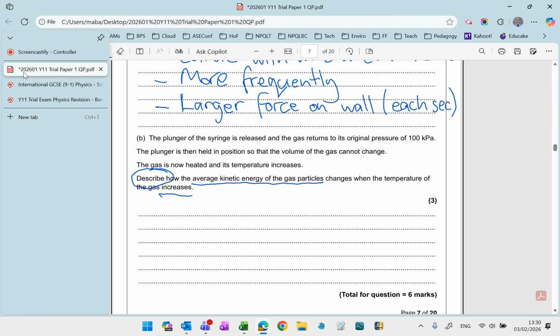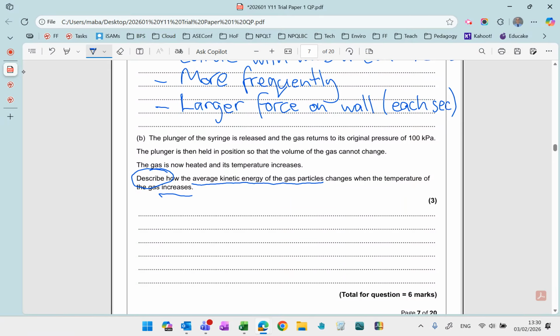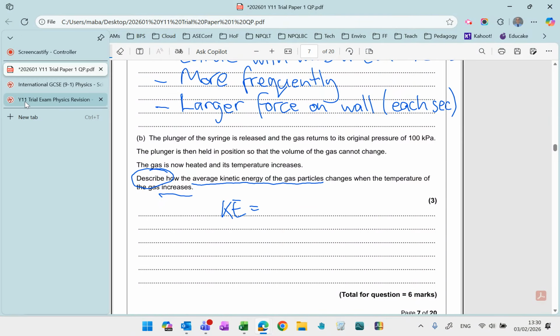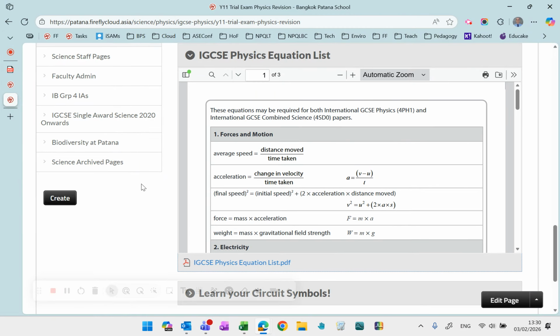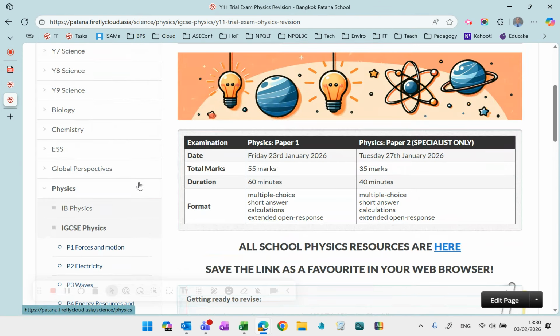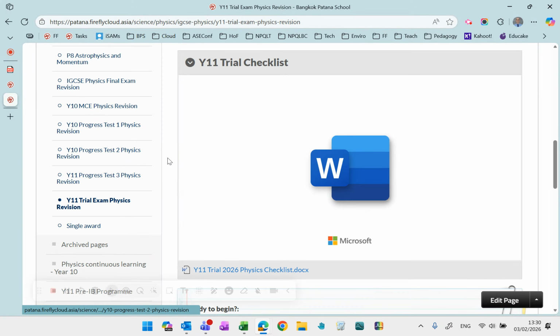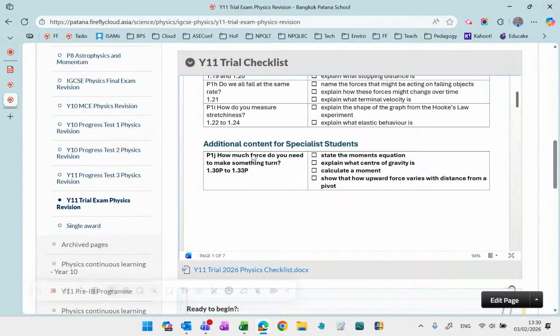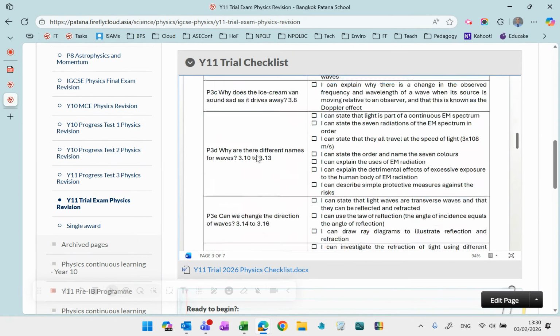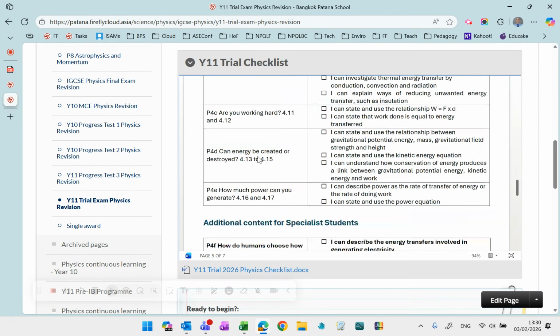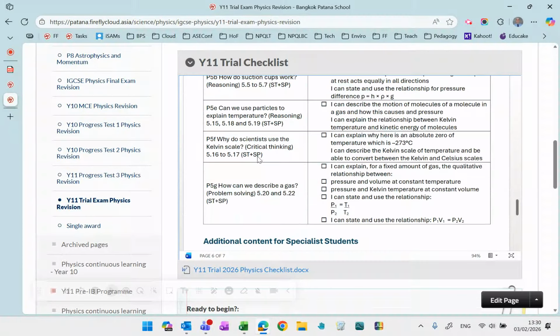Okay, now what we should know, because it's one of the success criteria for the course, let me just have a look and see if I can find exactly where it is. Okay, here's our checklist, and it's going to be in P5. Sorry, I should have got this up previously, shouldn't I? Here we go.